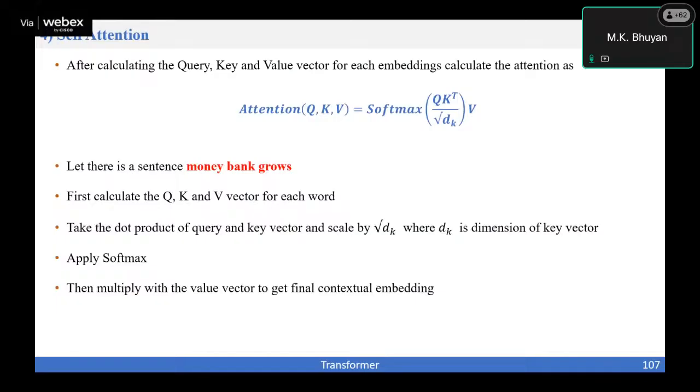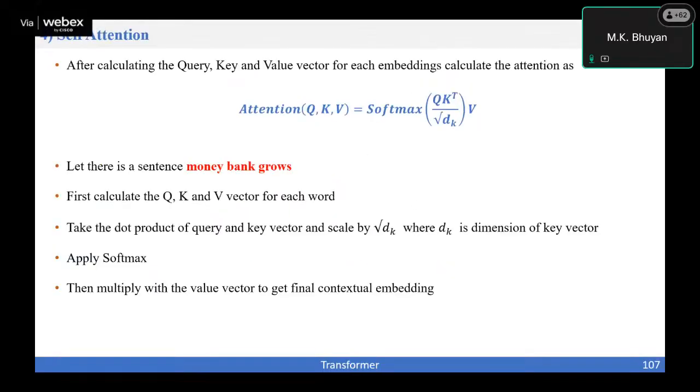So that means for the sentence "money bank grows", we are determining Q, K and V, and after determining Q, K and V, we determine the attention by the formula. So attention QKV we can determine using this formula. First we take the dot product, and to normalize the dot product, we divide by root over dk, multiplied by V, and after this we apply the softmax.